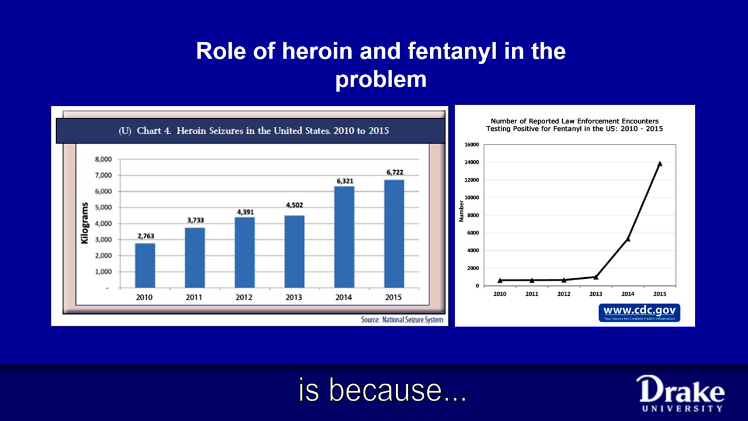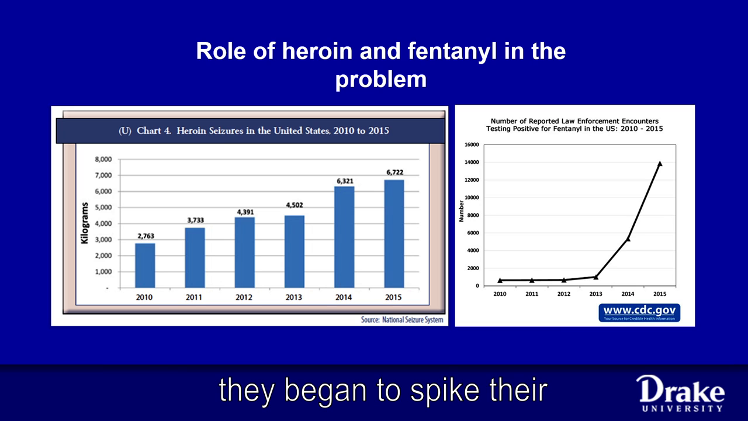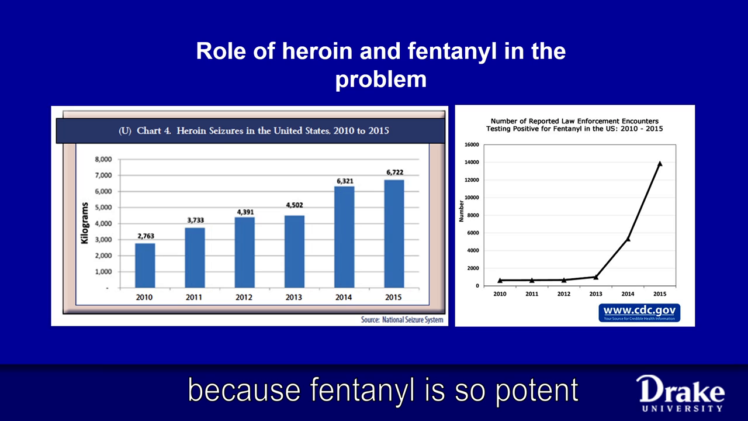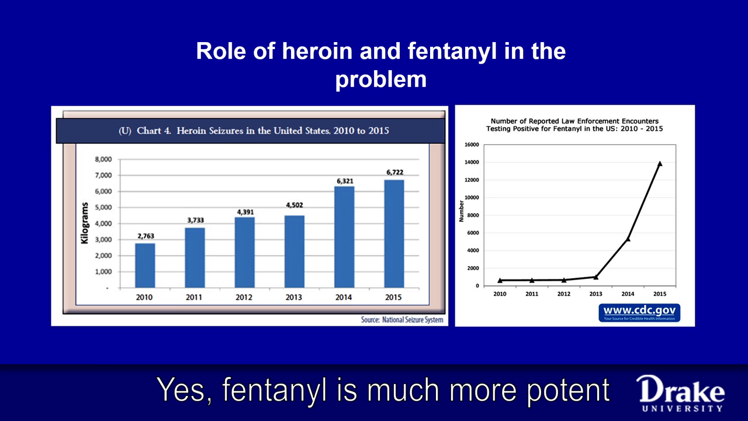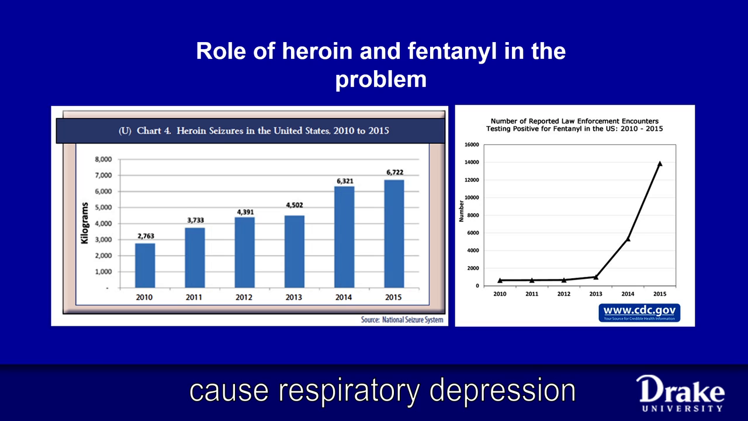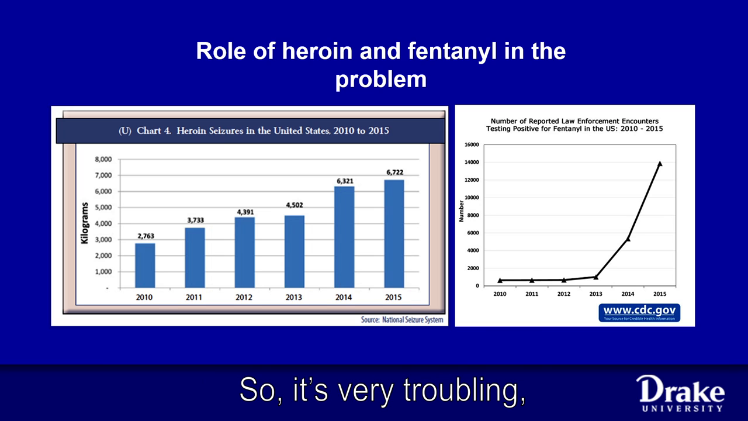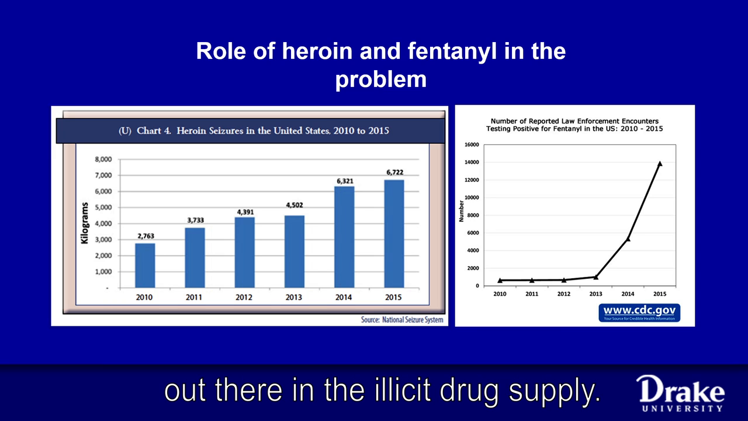Now, the reason for this is because what the drug cartels are doing is, right around 2013, they began to spike their heroin with fentanyl because fentanyl is so potent and it gives more bang for the buck, so to speak. It gives a stronger high at a lower dose. And this is why fentanyl is on the rise in terms of law enforcement encounters. As we'll talk about, the problem with that, yes, fentanyl is much more potent than other opioids for giving a high, but it's also more potent as an agent that can cause respiratory depression, leading to overdose death. So it's very troubling, this rise of fentanyl being out there in the illicit drug supply.